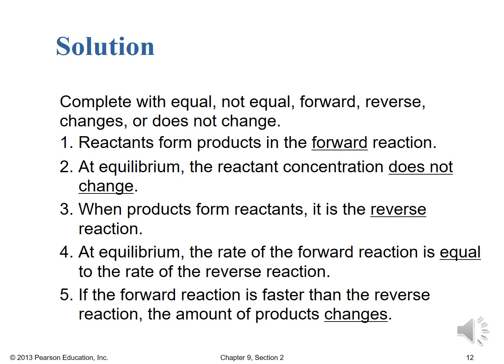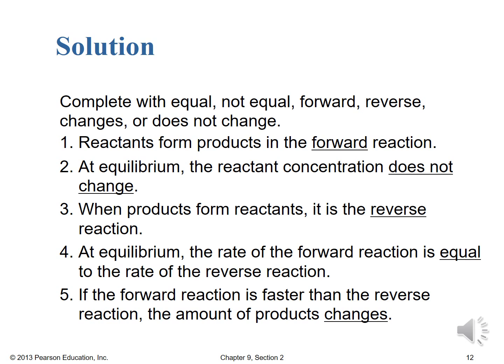But again, it doesn't mean all the concentrations are equal. It just means reactant and product concentrations no longer change because the rate at which the reactants are being consumed equals the rate at which the products are reforming reactants. Number 3, when products form reactants, it is the reverse reaction, right? We ordinarily talk about reactants forming products. That would be the forward direction. So when products form reactants, it is the reverse reaction. Number 4, at equilibrium, the rate of the forward reaction is equal to the rate of the reverse reaction, right? It's the rates that are equal, not necessarily concentrations. Be careful. Equilibrium is all about equal rates of forward and reverse reactions.